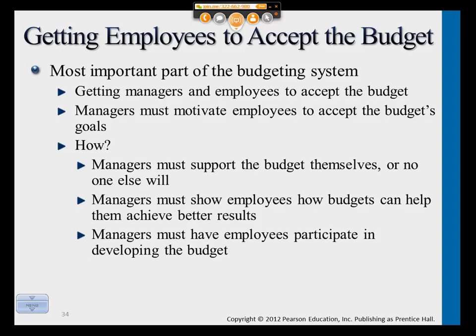Okay, so what is the most important? The most important is getting managers and employees to accept the budget. Managers must motivate employees to accept the budget's goals, right? Not to question it, but to actually accept it. How can they do that? There are a couple ways. Managers must support the budget themselves, right? They need to believe, they need to understand the numbers, and managers must show employees how that budget can help them to achieve goals, and participate in developing the budget, right?